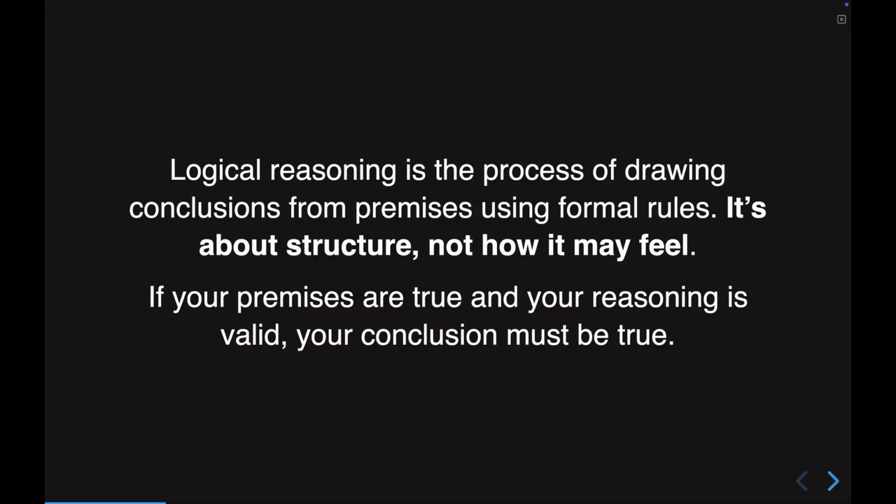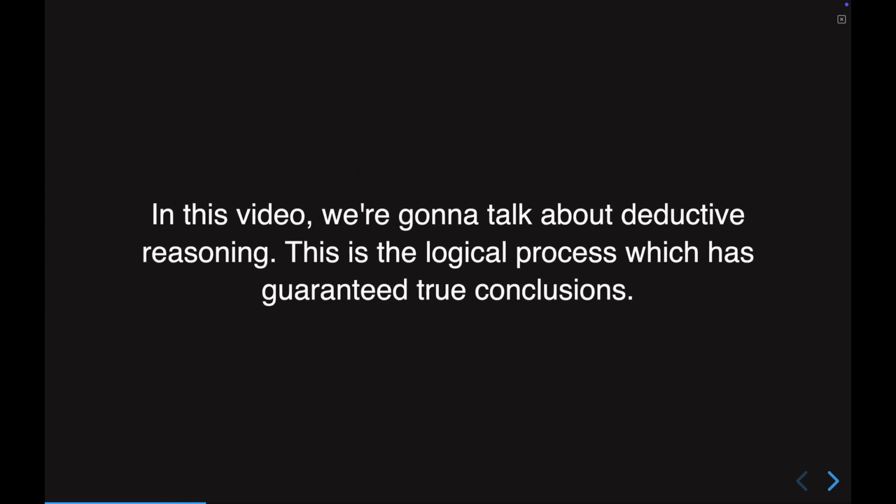Logical reasoning is the process of drawing conclusions from premises using formal rules. It's about structure, not how we may feel. If your premises are true and your reasoning is valid, your conclusion must be true. In this video, we're gonna talk about deductive reasoning. This is the logical process which has guaranteed true conclusions.